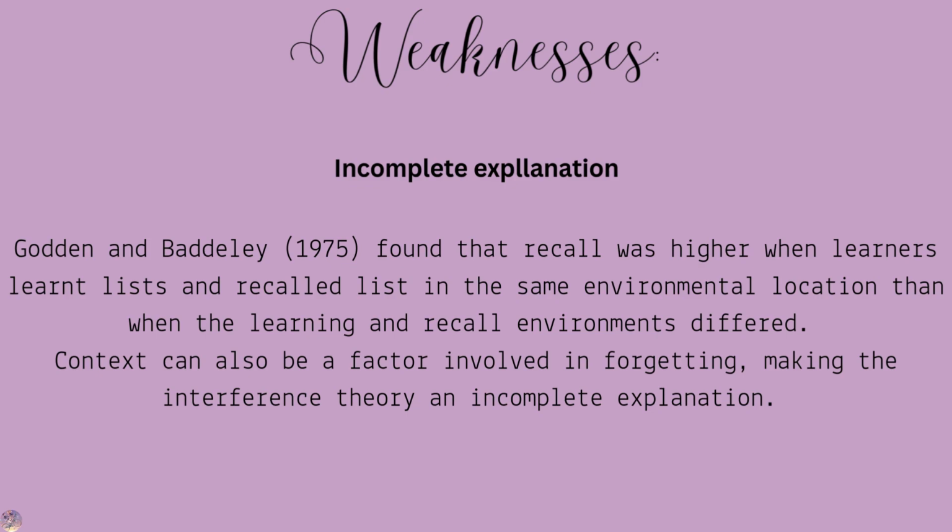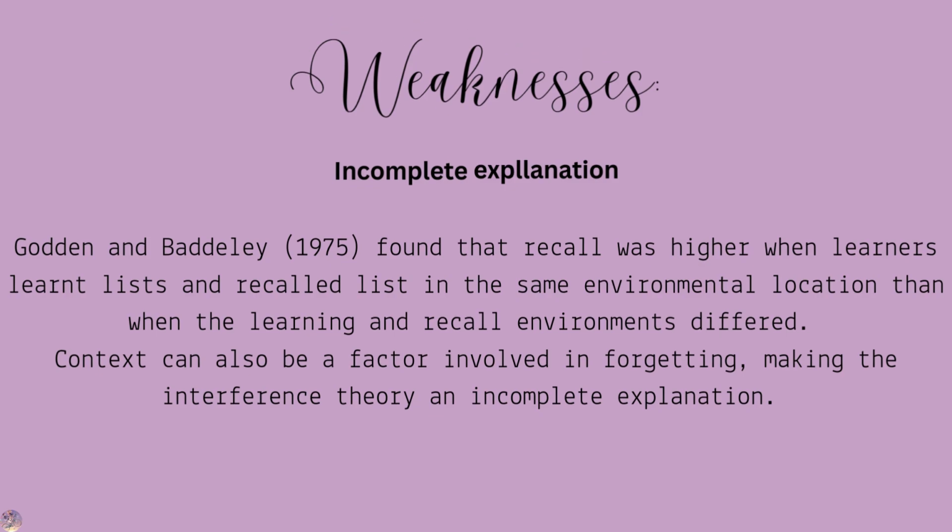What they found was that participants who learnt the list and recalled the list both on land had higher accuracy than participants who learnt the list underwater and then had to recall it on land, meaning that our location or environment does play a role in whether or not we can remember certain pieces of information. That means context can be a factor involved in forgetting, which the interference theory doesn't really mention, and therefore this makes it an incomplete explanation which would need further addition or further research to explain the importance of context when remembering certain pieces of information. So the interference theory on its own is not enough to explain why we forget things.